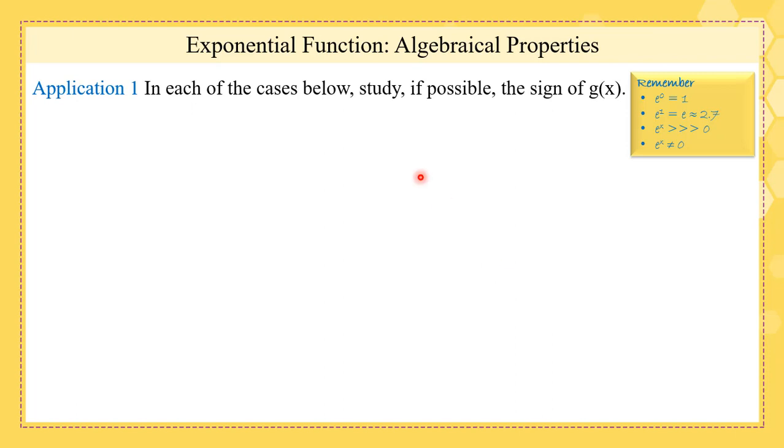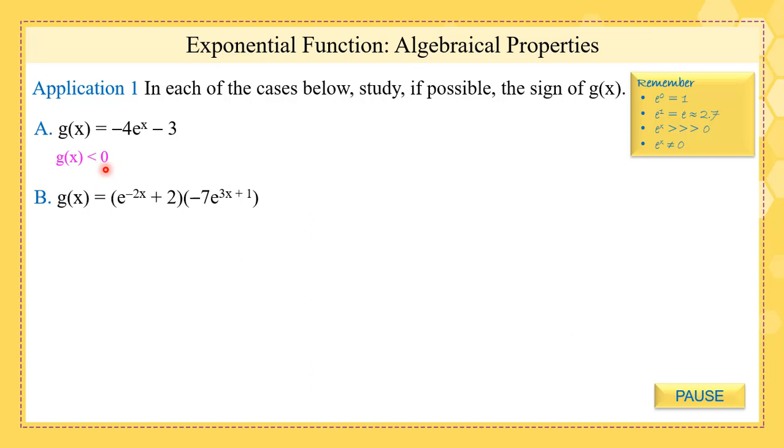Let's see the application. We have the same question. We need to study, if possible, the sign of g of x. Try to do this one alone. Well, we have minus 4e^x is negative and minus 3 is negative, so the total is negative. Try to do the second one alone. While the first factor is positive, the second factor is negative because it's a positive quantity multiplied by a negative one, so the total would be negative.